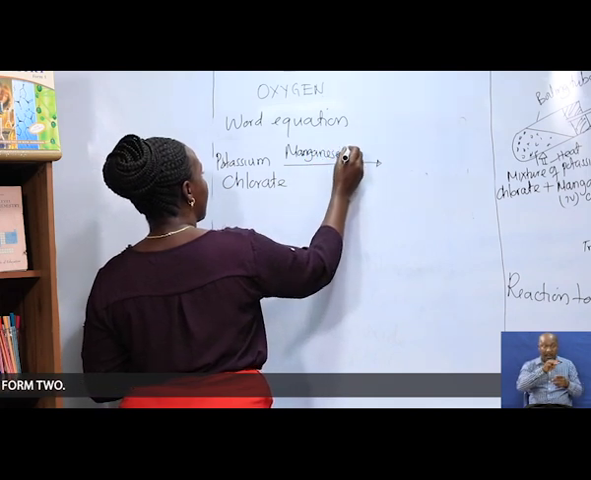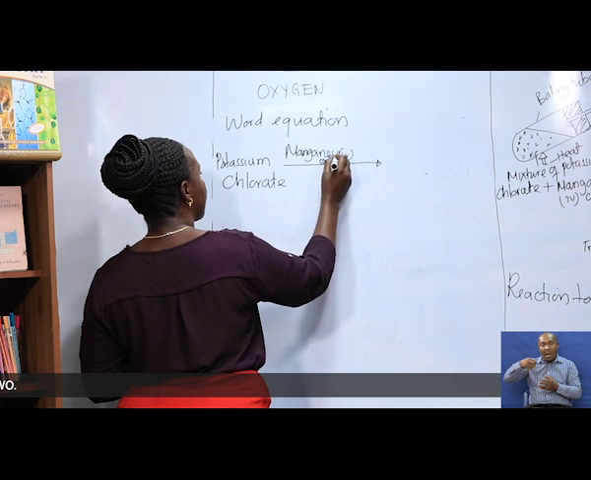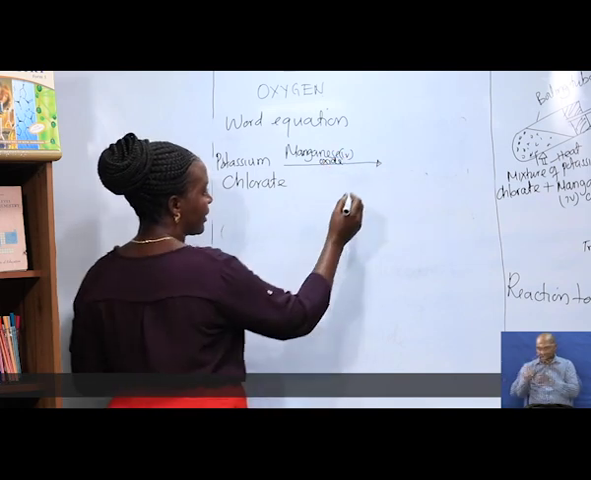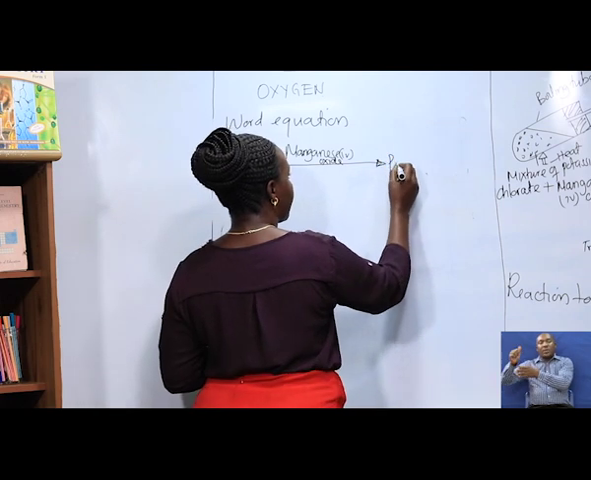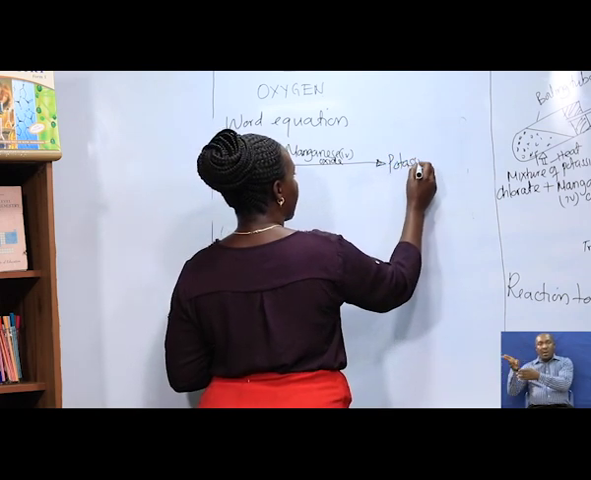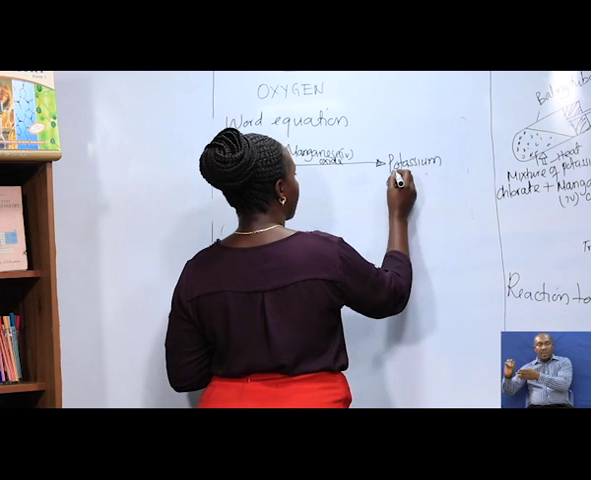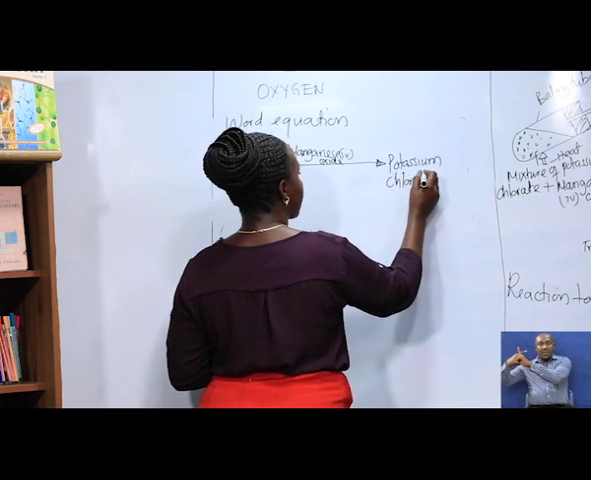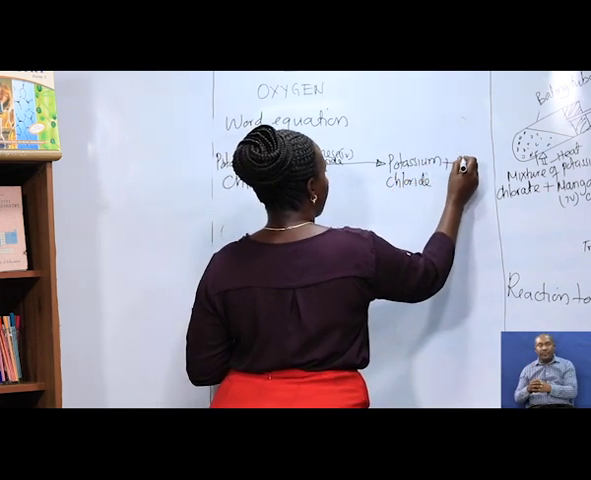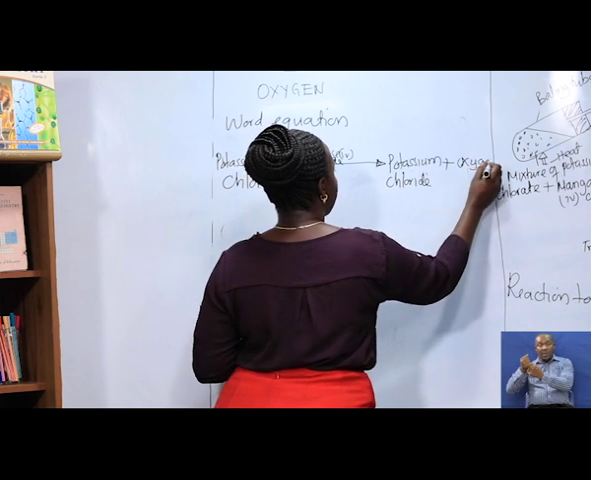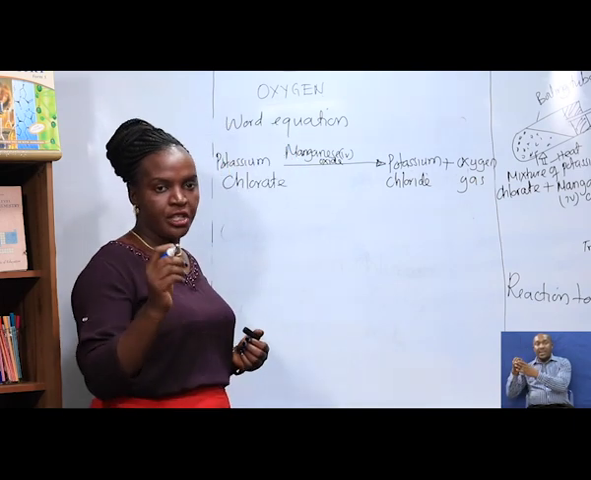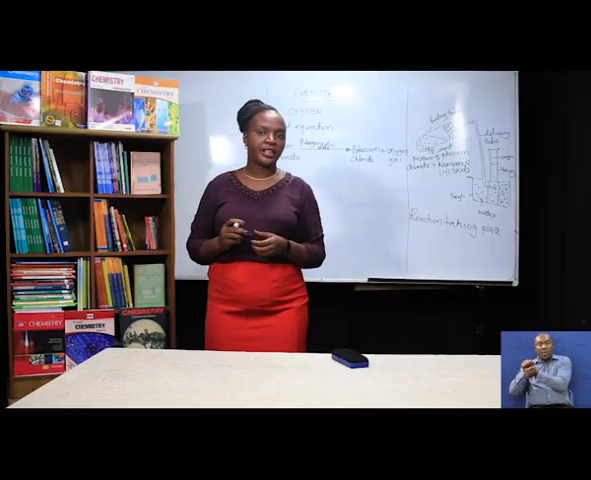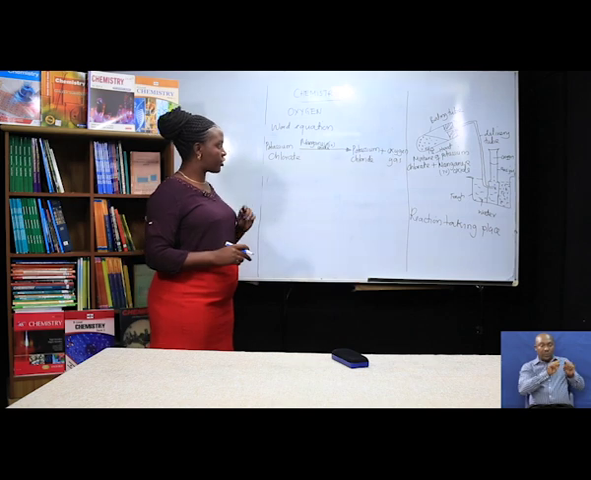Manganese IV oxide. What will be the product? This arrow indicates the product. It is potassium chloride, then plus oxygen gas. So we are getting potassium chloride plus oxygen gas. That is the product which is getting out during the reaction in the boiling tube.